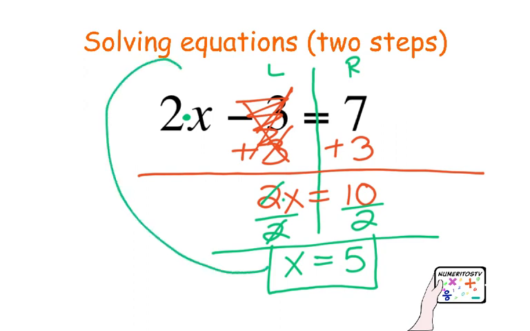If you want to do a quick check, you substitute in the original equation 2 times 5, that's 10. 10 minus 3 is that 7, so I check quickly, my answer is correct.